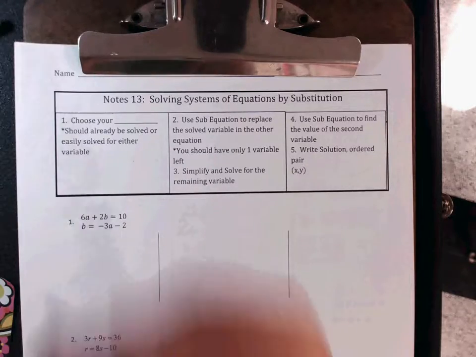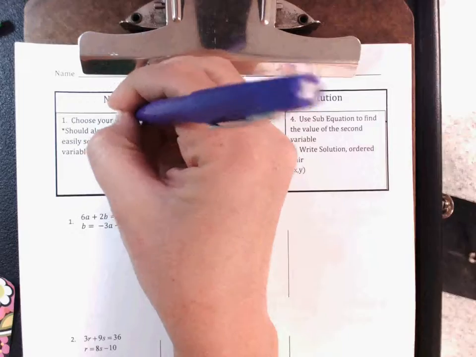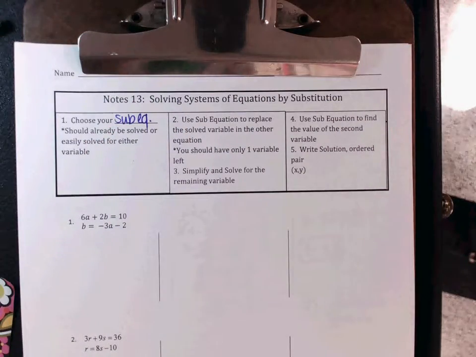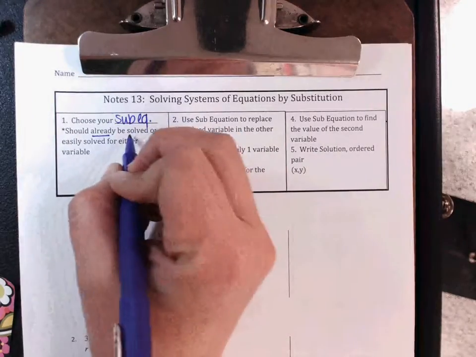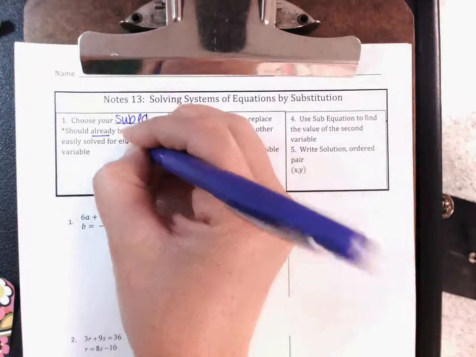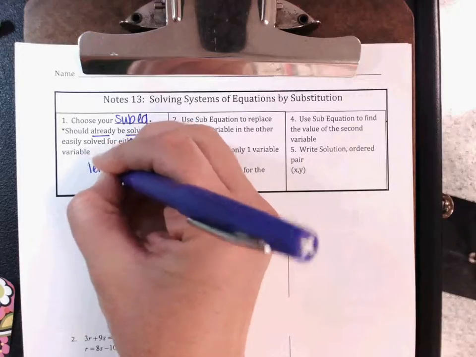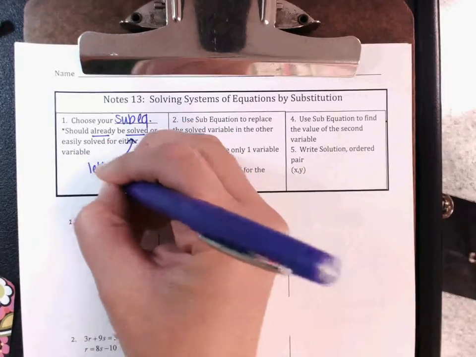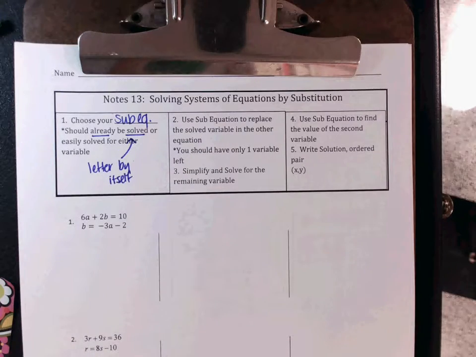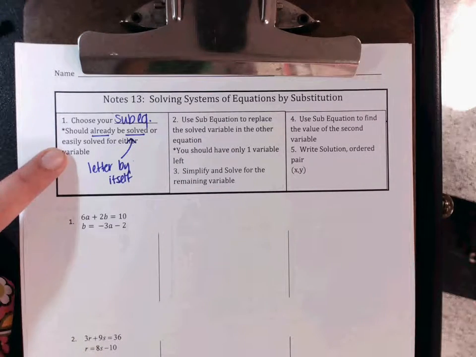First thing that you're going to do is choose your sub-equation. Now, your sub-equation needs to already be solved. And so remember that what solved means is that one of your letters is already by itself. Now, that needs to already be true, or it should be able to be done very easily. Yes?